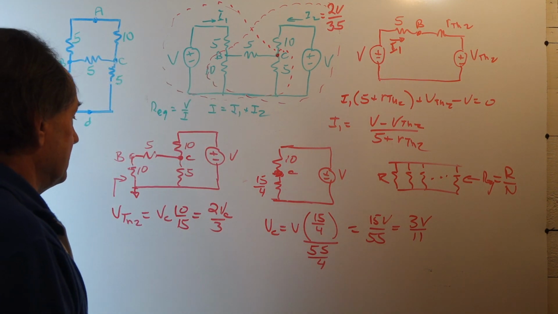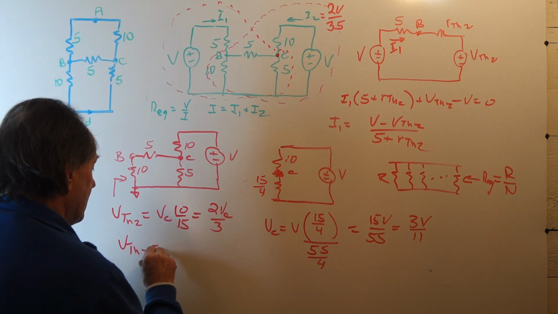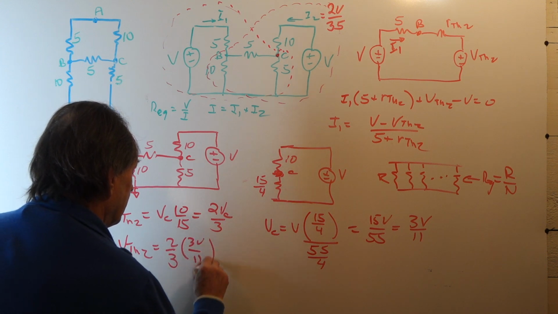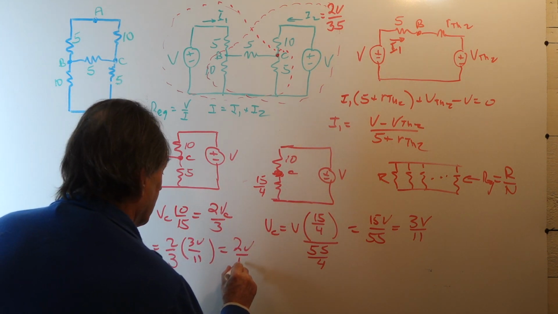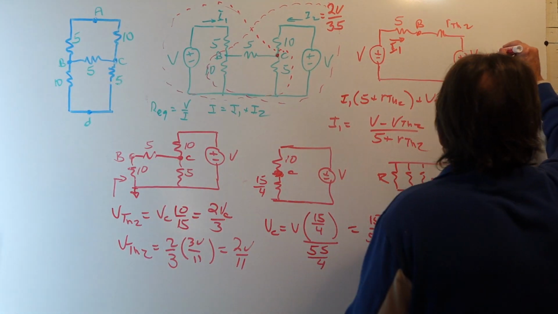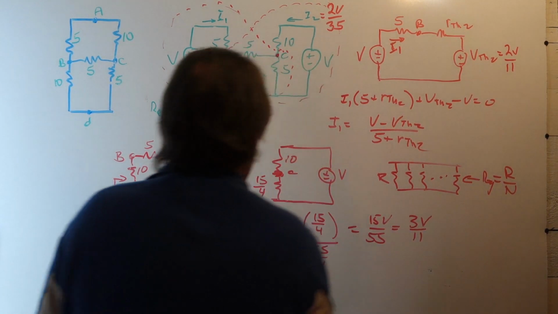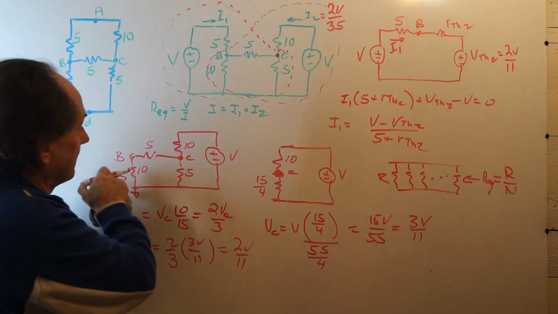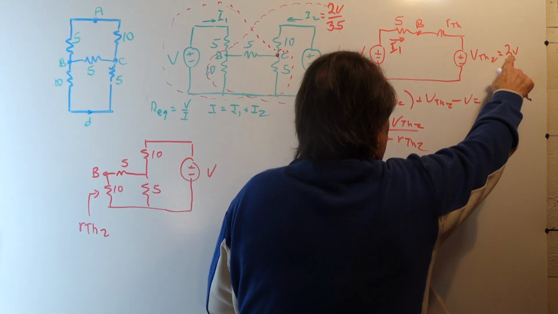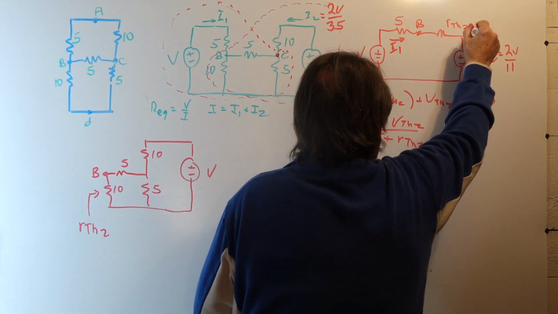That's our VC. Now, we put that in here, so we get VTH2 is 2/3 VC, which is 2/3 times 3V over 11, or 2V over 11. That is our VTH2. So this now becomes 2V over 11. Now that we found VTH2 to be 2V over 11, we need to find our Thevenin equivalent resistance, RTH2.